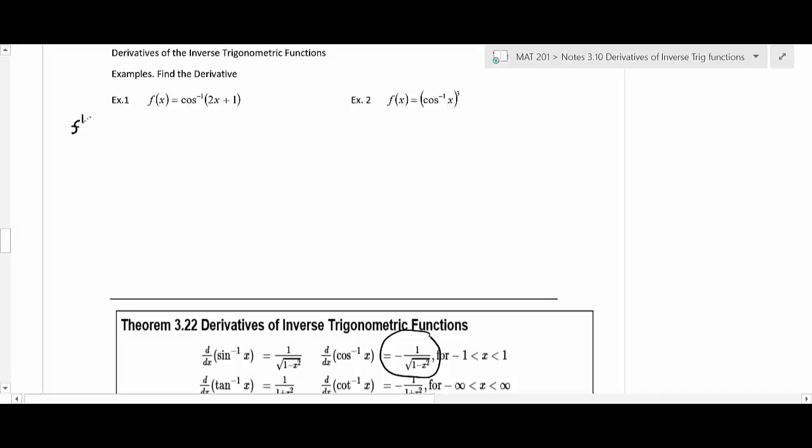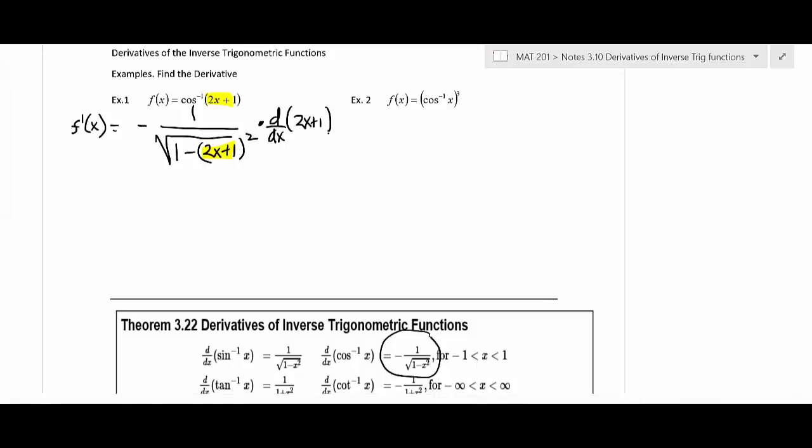This is a chain rule. So it goes like this. You have a negative answer now. Then you have 1 over the square root of 1 minus, and what are you squaring in this problem? 2x plus 1. So you're using a chain rule. Then what else do you have to do? Since it's a chain rule, you multiply by the derivative of what's inside. Once you start practicing and crunching these things out, you catch on. It's just following the rule and doing the chain rule. So this is going to be negative 1 over the square root of 1 minus (2x plus 1) squared.